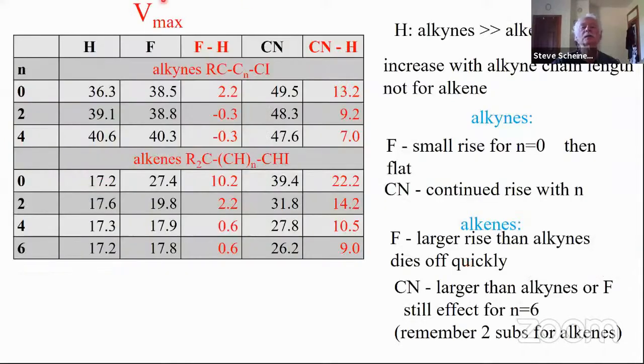And in a more extensive set, these are the Vmax values for a range of systems. So these are the alkynes with 0, 2, and 4 carbons between the I and the R. So R is the electron withdrawing substituent. These are the alkenes, 0, 2, 4, 6 atoms. So each of these just shows the chain getting longer. So this is with H.